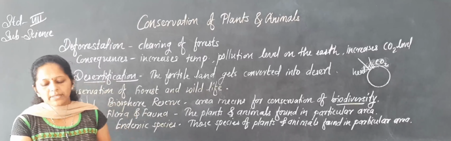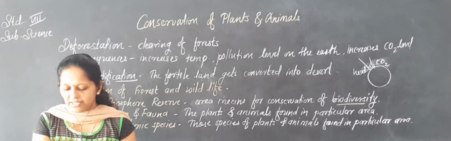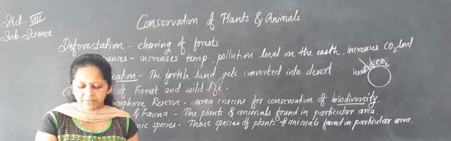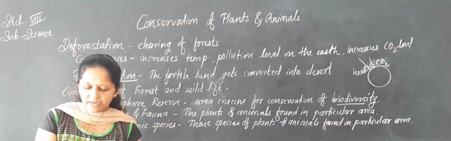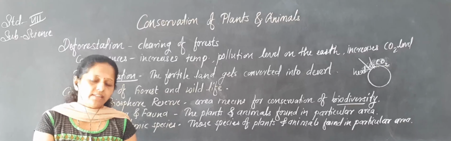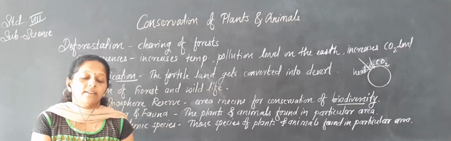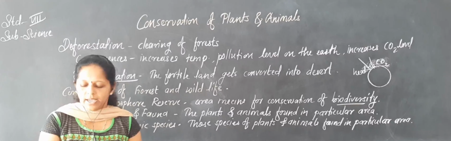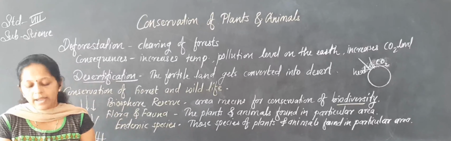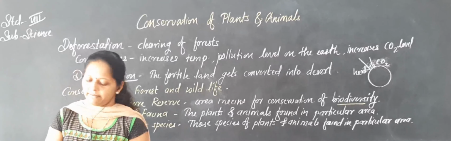In our country, we are discussing Gir Forest, which is a national park here. Jim Corbett in Uttarakhand is also a national park. Pachmarhi Wildlife Sanctuary is there, and Wayanad in Kerala. So like this, there are different wildlife sanctuaries, national parks, and biosphere reserves. We should also find out and write these words in your classwork.